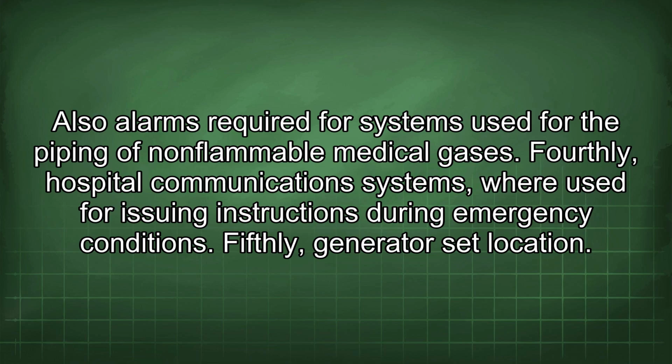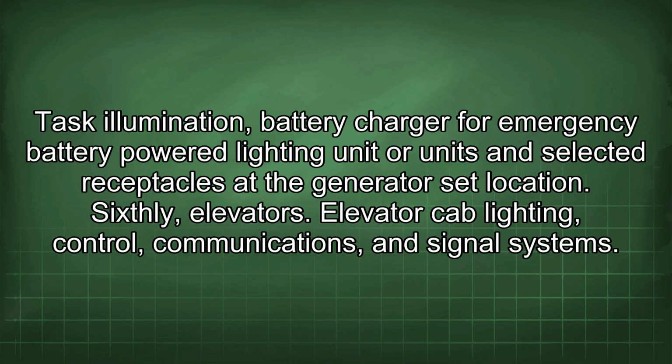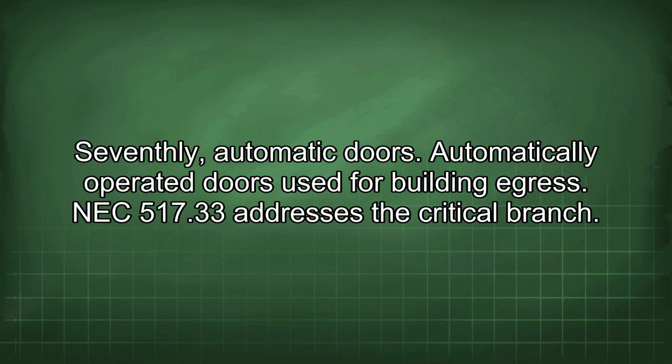Fifthly, generator set location. Task illumination, battery charger for emergency battery-powered lighting unit or units and selected receptacles at the generator set location. Sixthly, elevators. Elevator cab lighting, control, communications, and signal systems. Seventhly, automatic doors. Automatically operated doors used for building egress.